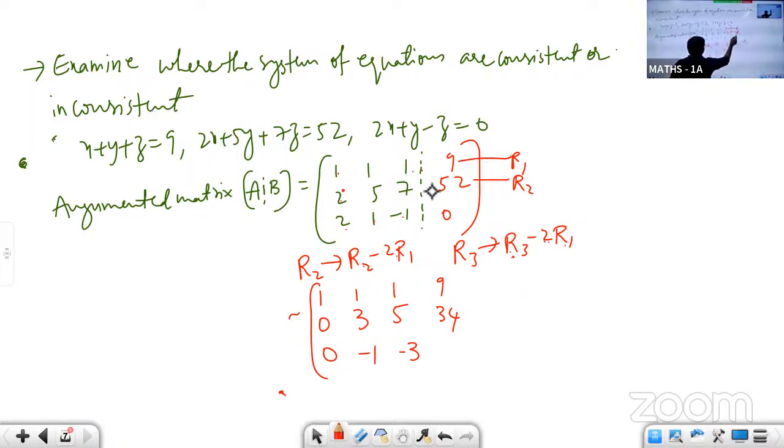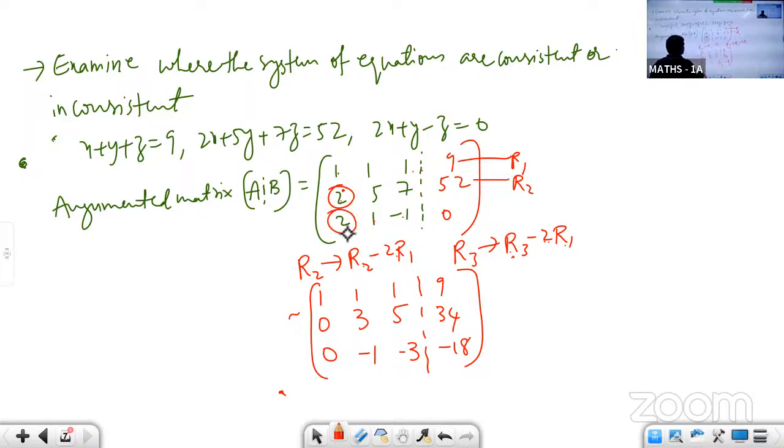2 into 1 minus 2. Next 0 minus 2 nines are 18. This is what you got. Is it clear? Now, I said this you have to make 0, this you have to make 0. I made it zeros. Next, this you are going to make 0. Means below the diagonal elements, whatever numbers you are having, you are going to make them 0.